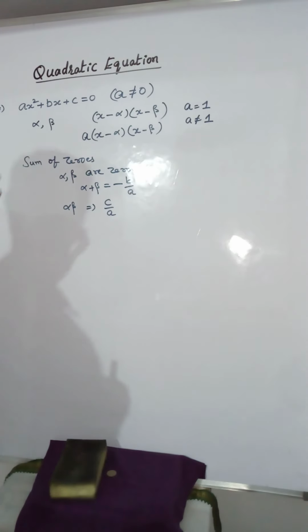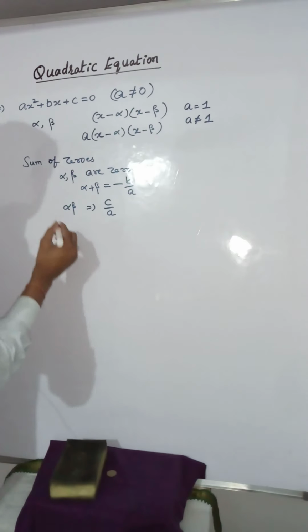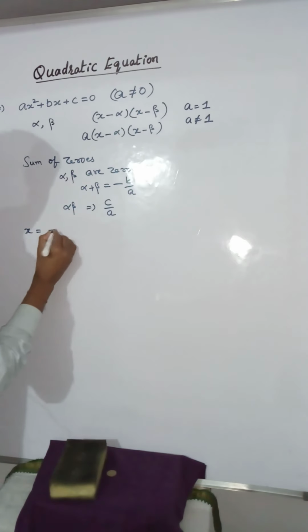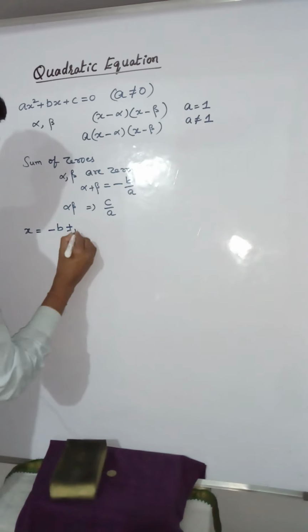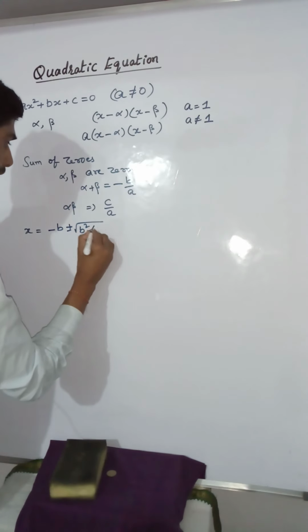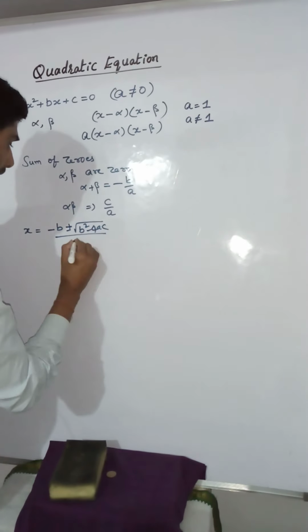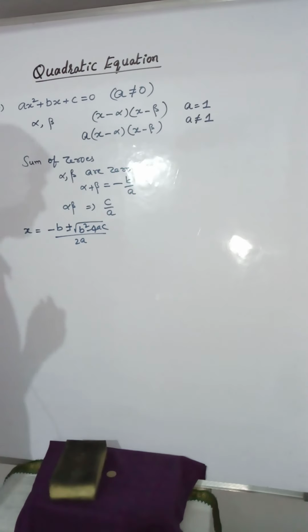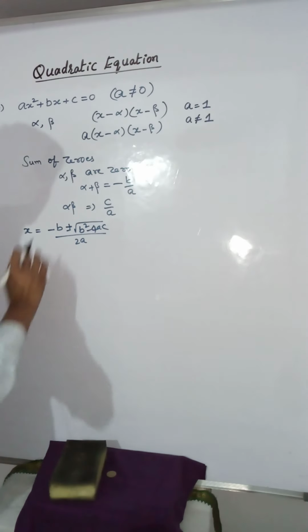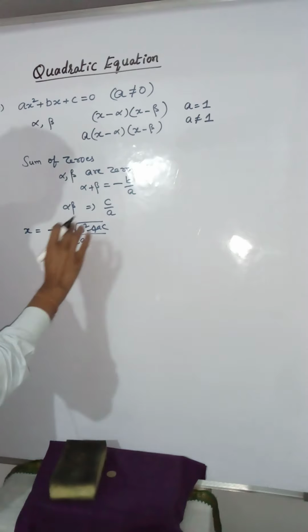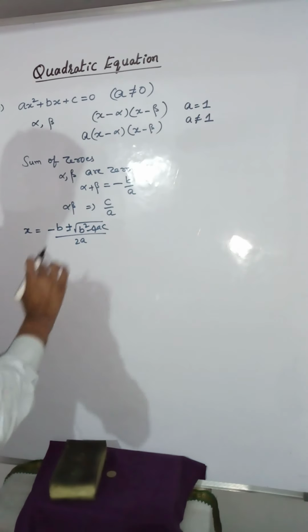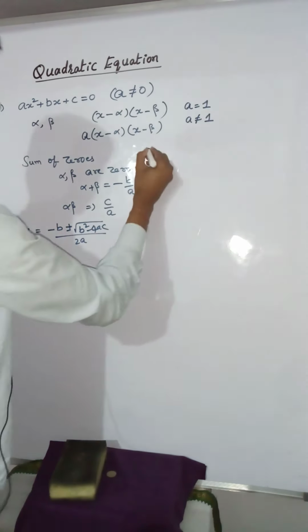How you got this is simple. You have the quadratic formula, that is x is equal to minus b plus or minus under root of b square minus 4ac, by 2a. Here you have two zeros. What are those two zeros? It is followed by plus as one zero and minus as the other zero.